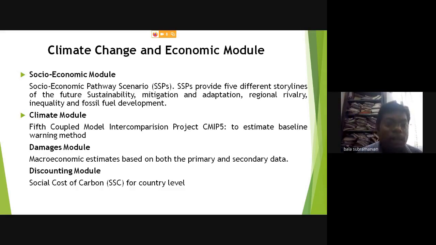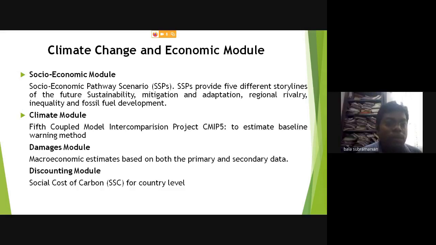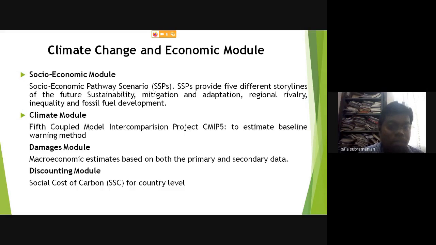So here, climate change and the economic model. The socio-economic model first. This paper was published in Social Cost of Carbon. This paper was published in Nature Climate Change. Anyone can access the Nature Climate Change paper. This is free access, free download access in some universities. I know Mangalore University has access to Nature through the library.